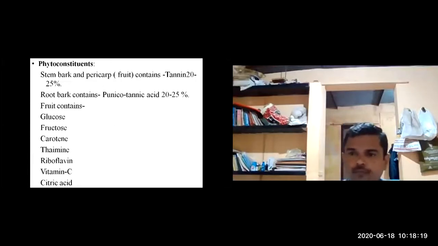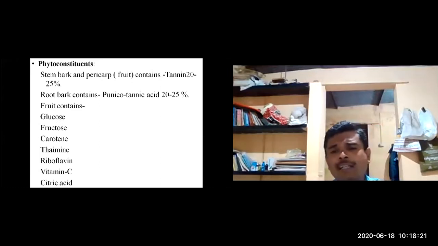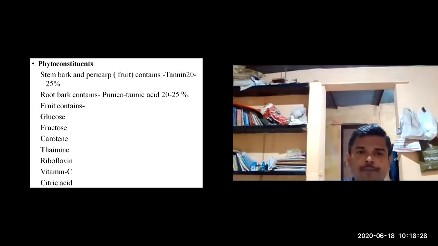Okay. So next we'll move to the active principles, the phytoconstituents. Mainly the stem bark and the pericarp, the fruit. Stem bark and pericarp contain tannin. I have already mentioned this in the introduction itself. Because of the presence of tannin, they are usually Kashayasatmaka dravyas. Around 20 to 25% of tannin will be present.